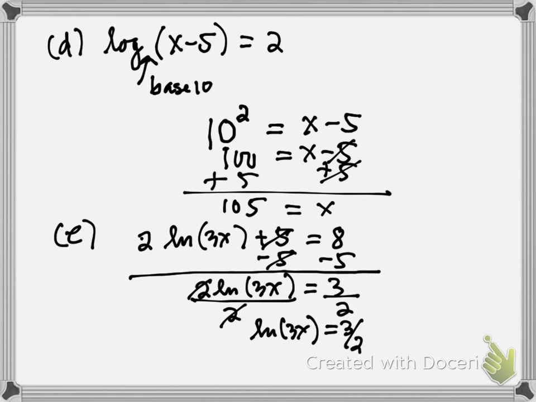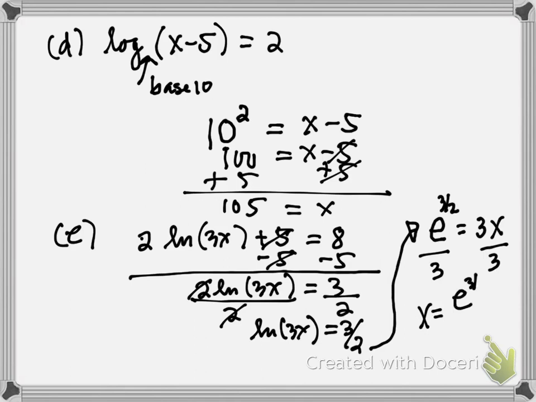I am now going to, and it's only on one side, so I am now going to transform this to exponential. We know that if it's ln, the base is e, right? So to put this in exponential, base e to the power 3 halves equals 3x. So to isolate the x, I divide by 3. My x therefore is e to the 3 halves divided by 3.